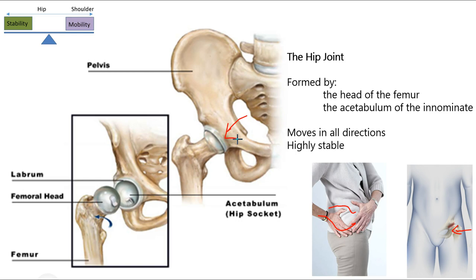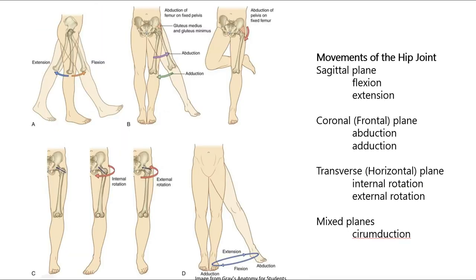Lastly, I want to note that the hip joint is remarkably stable for being a ball and socket joint while still providing plenty of mobility. Similar to the shoulder, the hip joint moves in all three planes. In the sagittal plane, the hip joint flexes and extends. In the frontal or coronal plane, the hip joint abducts or adducts.